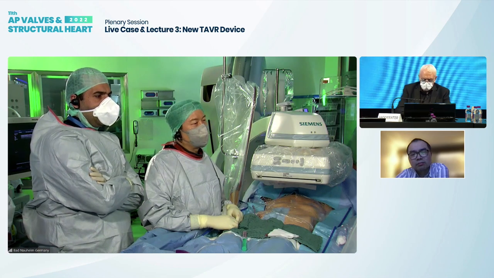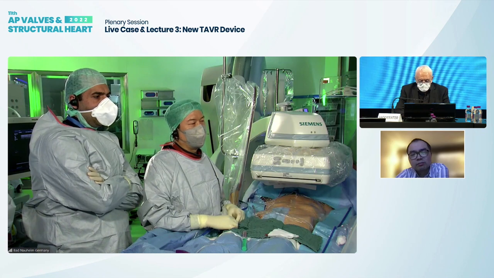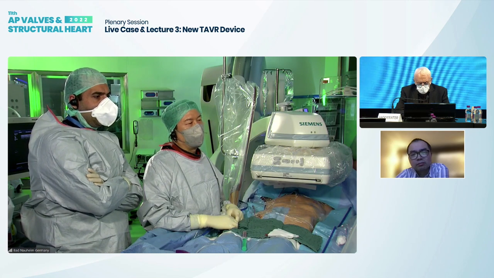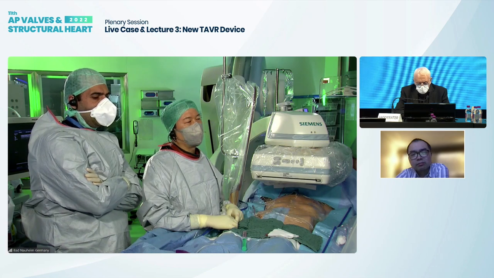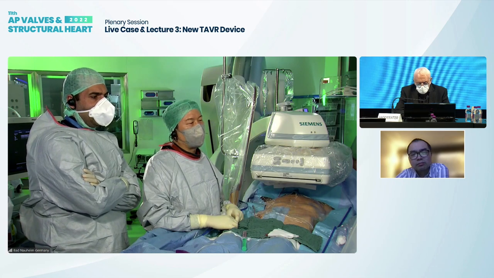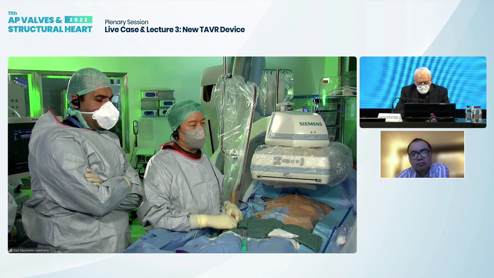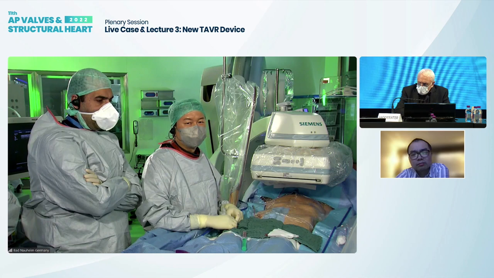So far, I see no signal that it's better or worse. And I think probably the Accurate platform can be implanted in the three cusp view without any problems also in the future. But we will find out.